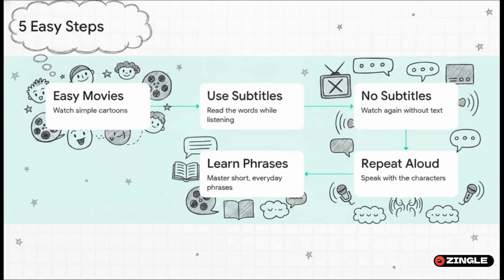Okay, we're going to walk through this slowly and steadily. Here is your master list of the 5 easy steps. 1. Easy movies. 2. Subtitles first. 3. No subtitles. 4. Repeat out loud. And 5. Learn common phrases. Let's break each of these down so you know exactly what to do.